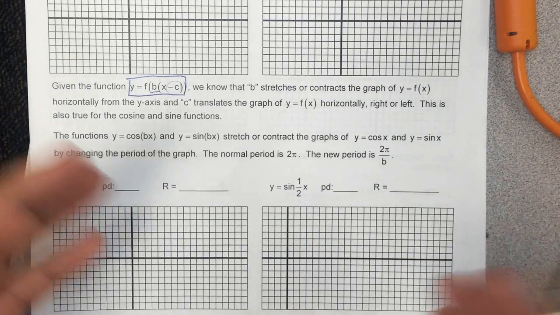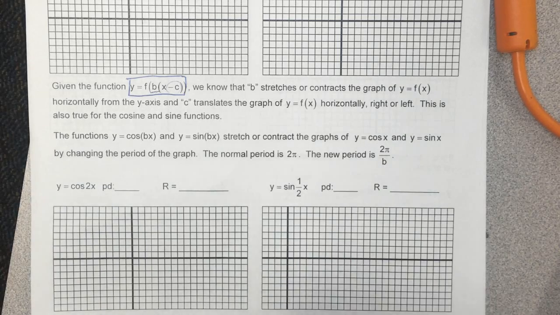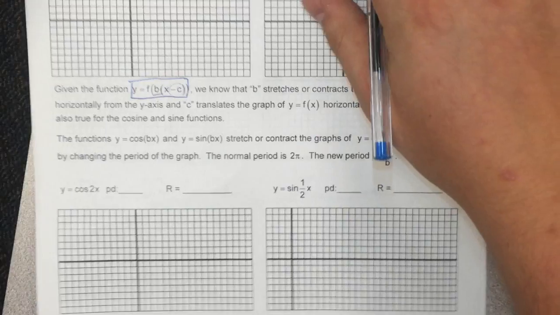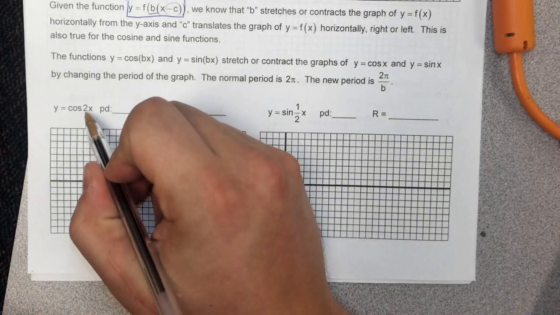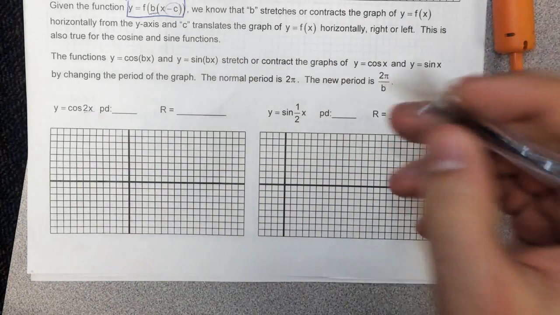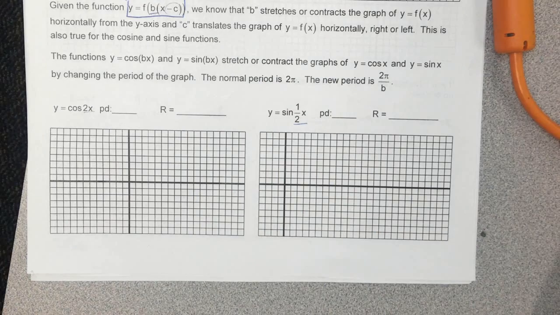So we're talking about horizontal things, either horizontal stretches or compressions, or horizontal shifts, and what we call those is phase shifts. So first let's start with B. Right down here, we've got a couple of examples where we're multiplying 2 times x for cosine, and then for sine we've got 1/2 times x. Normally, right off the bat, we start by drawing our scale. But something we need to take into consideration now is the period.